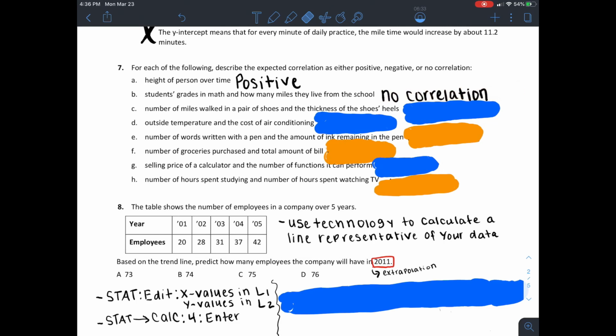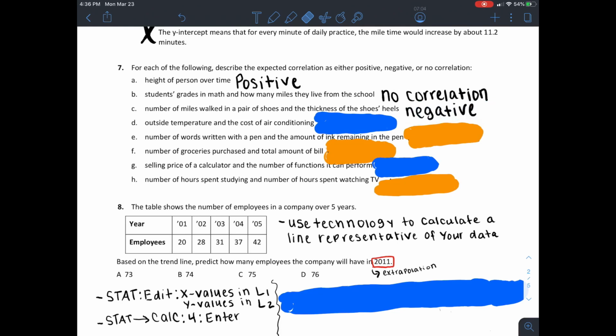C, the number of miles walked in a pair of shoes and the thickness of the shoe's heels. Well, let's think about that. As the number of miles increases, you're going to wear out your shoe. So the thickness of your heels is going to decrease. It's going to get thinner. So if one variable is increasing while the other is decreasing, that's going to be negative correlation.